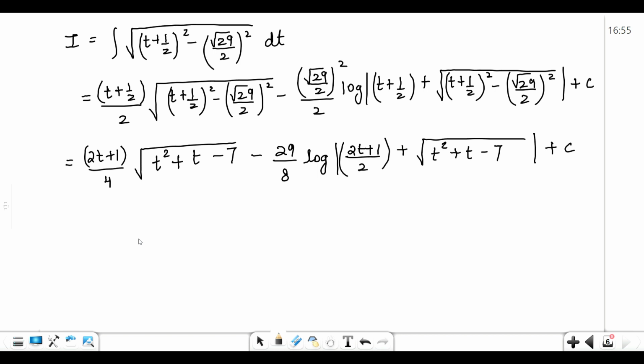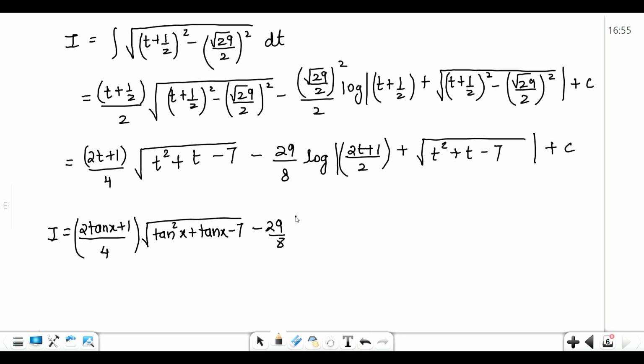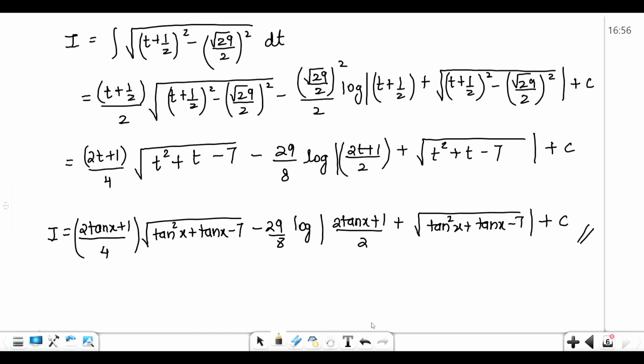Now we can just resubstitute it. Instead of t, we will write tan x. So I is equal to 2 tan x plus 1 upon 4, and this will be tan square x plus tan x minus 7 minus 29 by 8 log 2 tan x plus 1 upon 2, plus this will be tan square x plus tan x minus 7, close the mod, plus c. So this is the final answer that we have received after applying the formula.